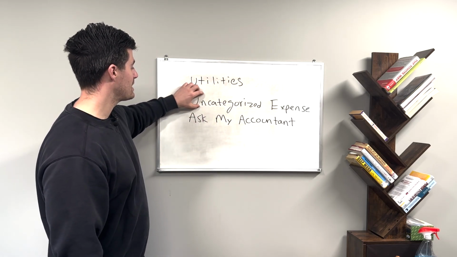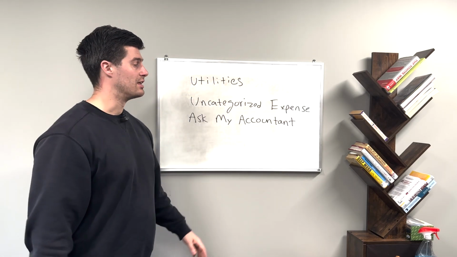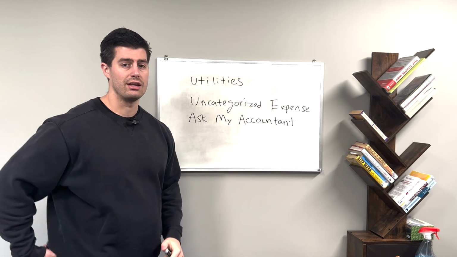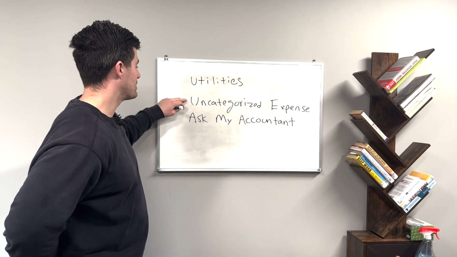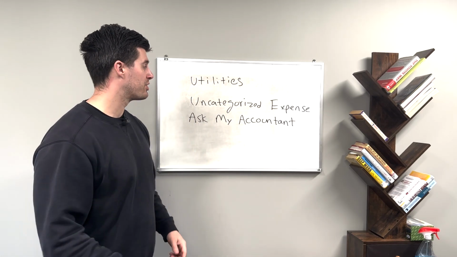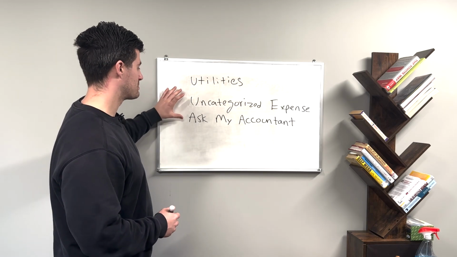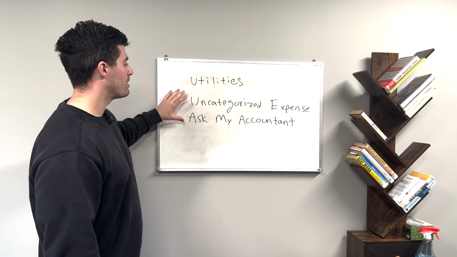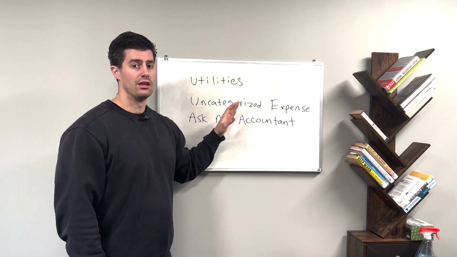And then finally, same thing with uncategorized expense. This should only be a temporary categorization. You should never be generating financial statements with this uncategorized expense. You should be answering these questions before the end of the month. That way you have accurate books, because these are not accurate categorizations. These are just temporary accounts while you try to find the right answer.